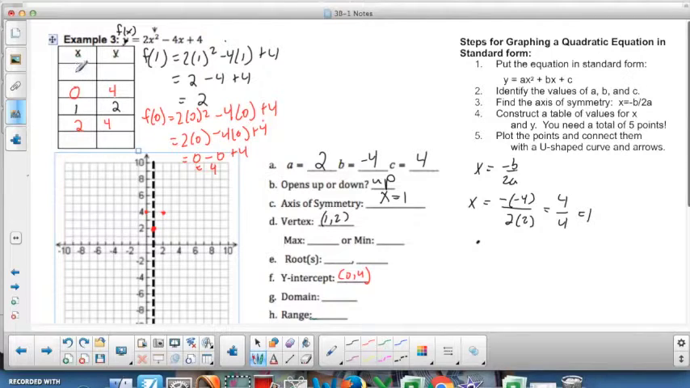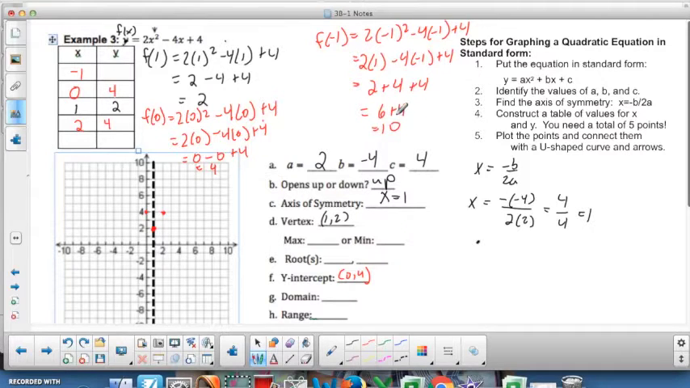I always like to have at least one negative so I can see what's going on over here in this quadrant. So let's plug in f of -1. It's going to be 2 times -1 squared minus 4 times -1 plus 4. -1 squared is +1, so 2 times 1 minus 4 times -1 plus 4. I'm just following that order of operations. 2 times 1 is 2. -4 times -1 is +4, so that changes to plus 4 and plus 4. And then 2 plus 4 is 6, plus 4 is 10.